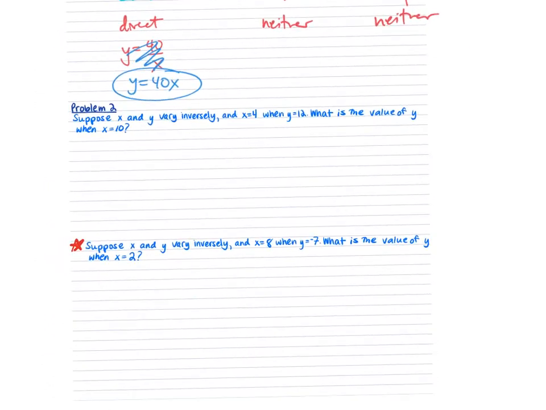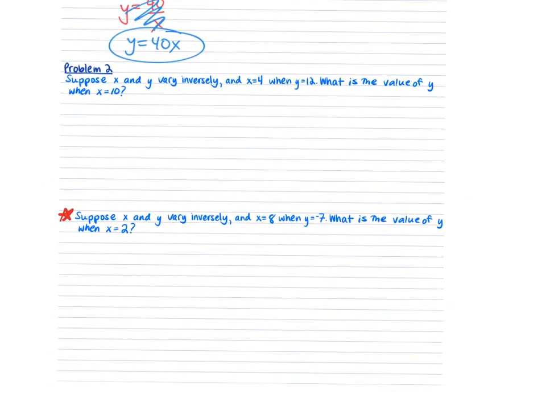The second problem tells you that x and y vary inversely. They give you a point. That means you have to use that point to come up with the function, and then use that function to solve when x equals 10.